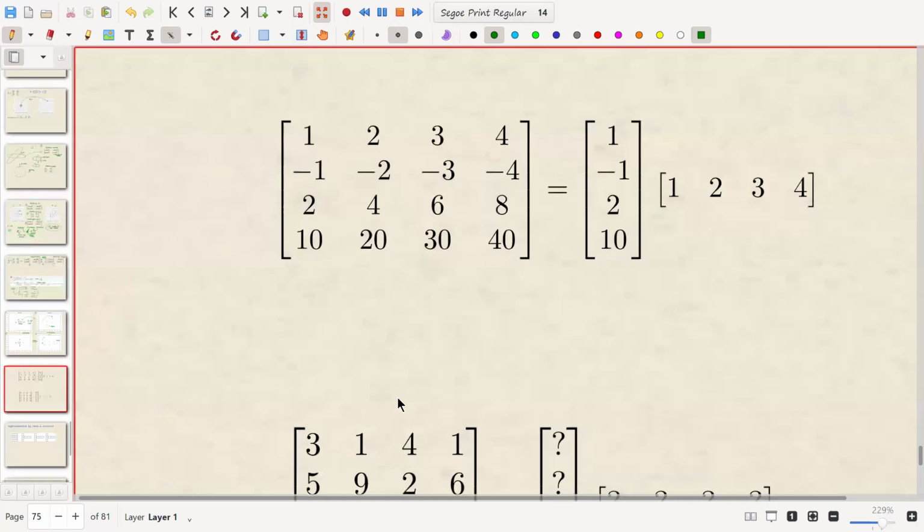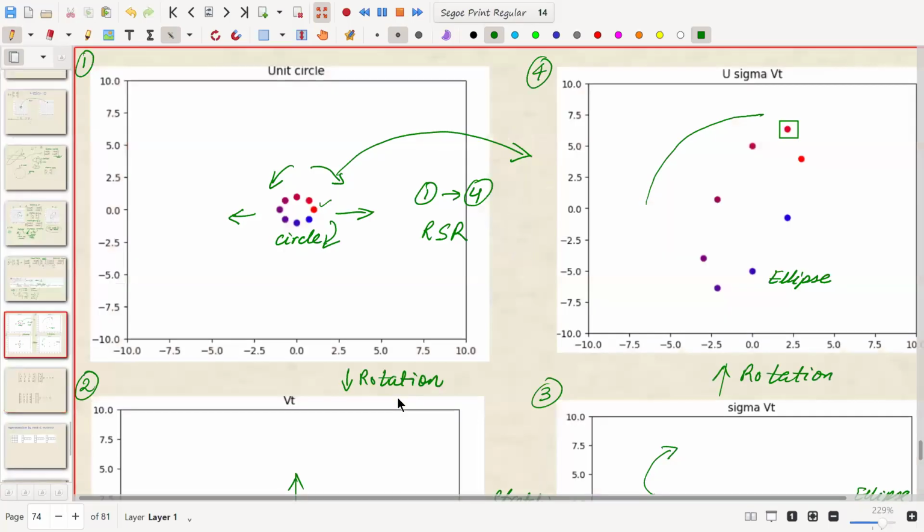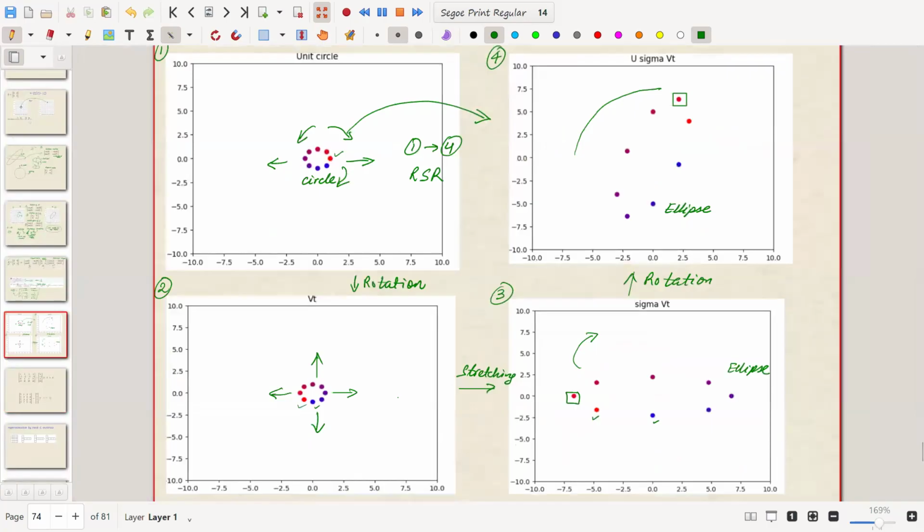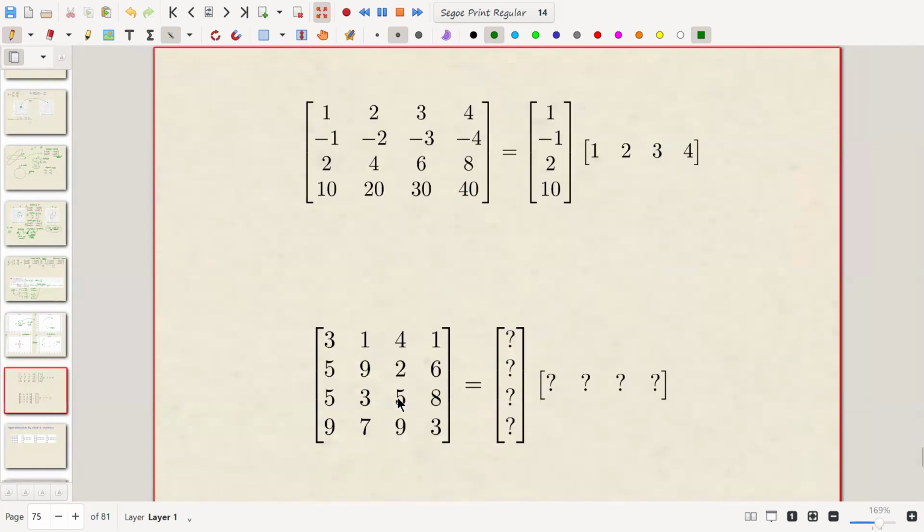So this is one geometrical intuition. This we will see in Python again. We have a code for this, and I will show you that it actually does this transformation. Okay.